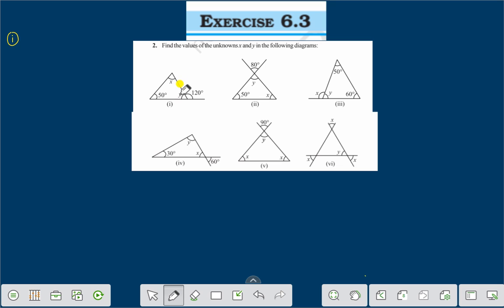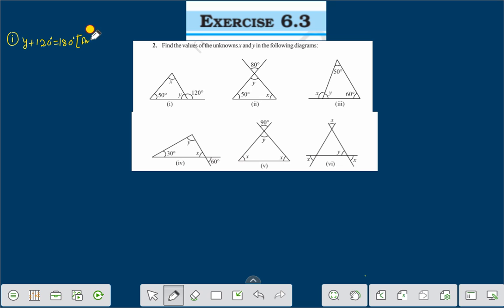You see here that this angle y and this angle 120 degree lie on a straight line, right? Therefore we can write that y plus 120 degree is equal to 180 degree. What is the reason? The reason is that both the angles are on a straight line.